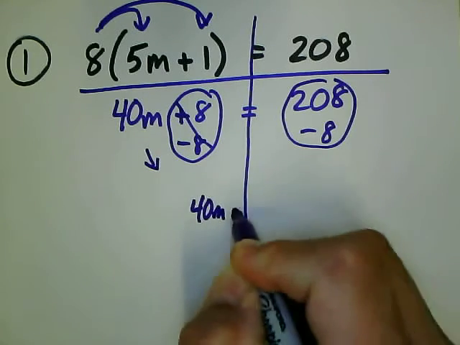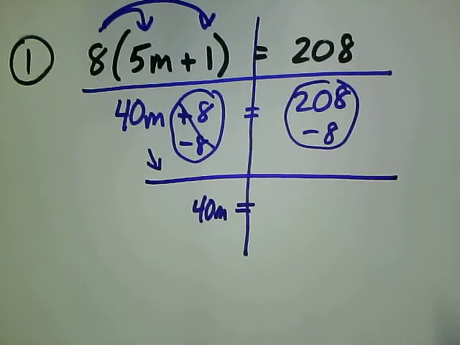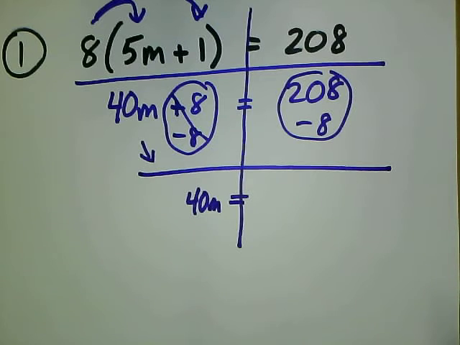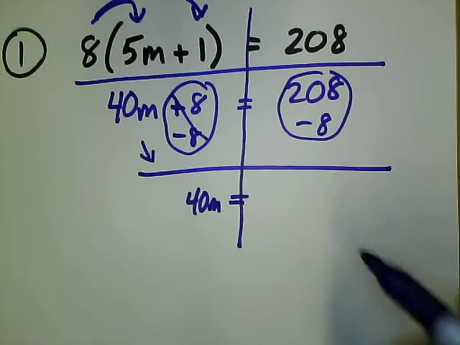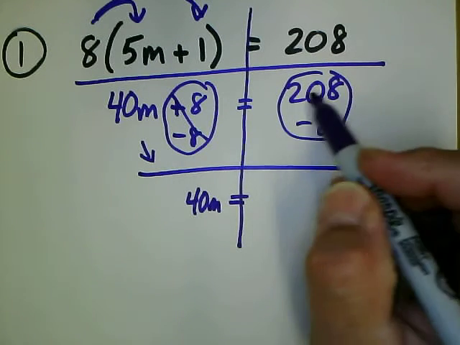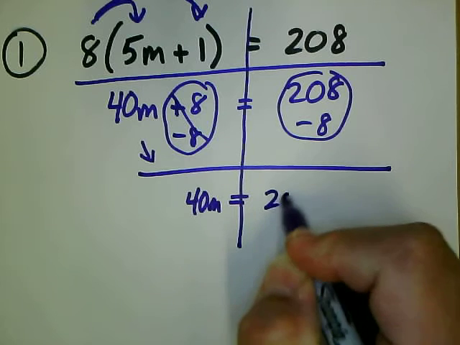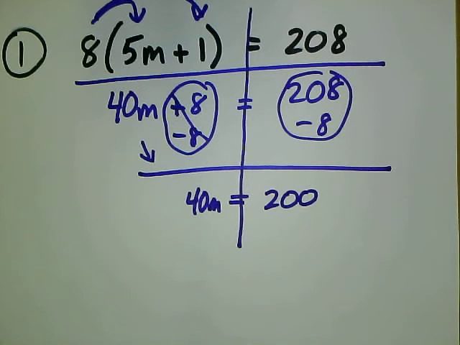All right. It seems like we do something different every single day. We did this last year. All right, so what's 208 minus 8? That's an easy one. 200, right? Whoops. There we go.